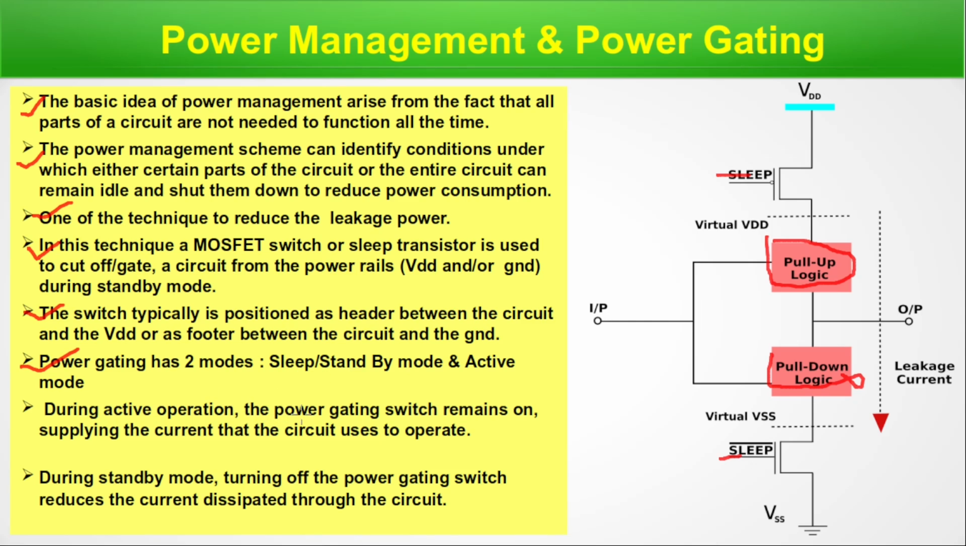Now during active operation, the power gating switch remains on, supplying the current that the circuit uses to operate. And during standby mode, turning off the power gating switch reduces the current dissipated through the circuit because current is not flowing there. So dissipation is very less. So power dissipation due to leakage is reduced by this method. So this is the basic of power management and power gating. And now we will talk about power gated SoC. So we are done with this slide. We will move to the next slide.